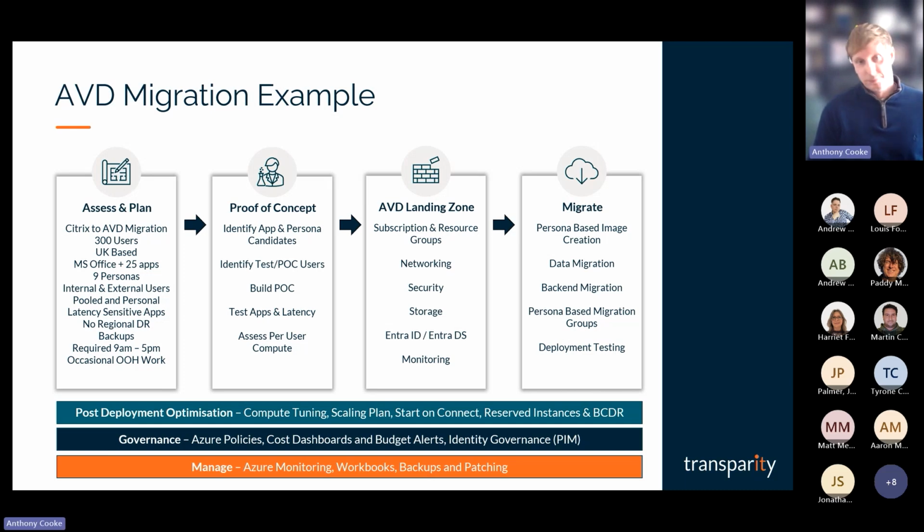Microsoft Office, of course, fairly standard, plus around 25 line of business apps, which is quite high. That business has identified 9 different personas. Some of them are internal, some of them are external users, and some of them can use pooled machines, and some of them need personal machines.